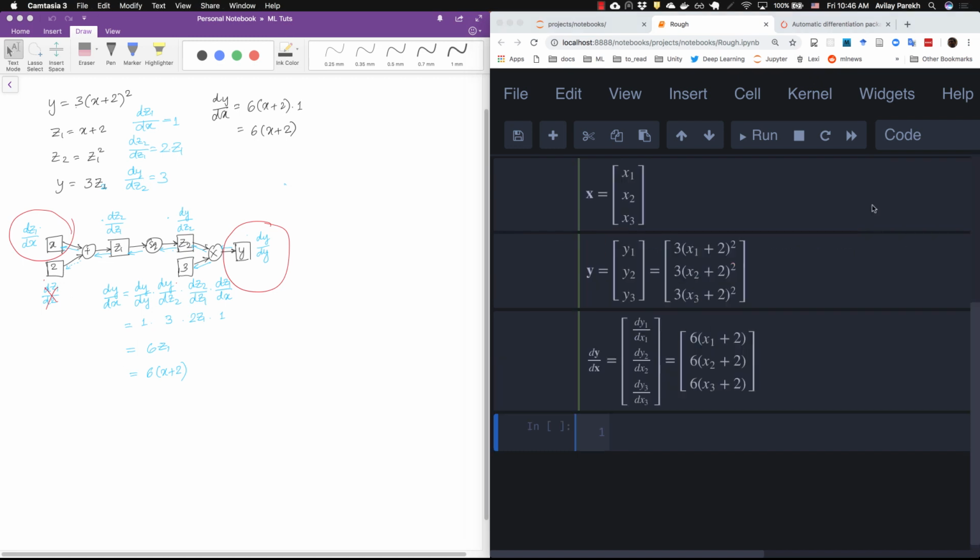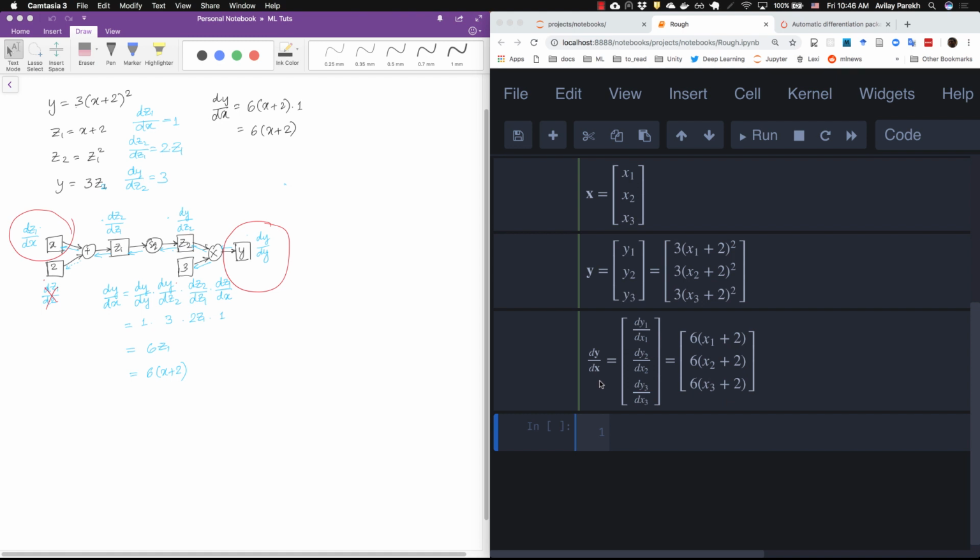Now in machine learning, we rarely, if ever, work with just scalars. We usually work with different types of tensors, either vectors or matrices or some multidimensional tensor. So what happens if our x is a vector of size 3, and each element is represented by x1, x2, and x3? Well, assuming the same equation, y is also a vector of size 3, with each element being 3 times (the corresponding element of x plus 2) squared.